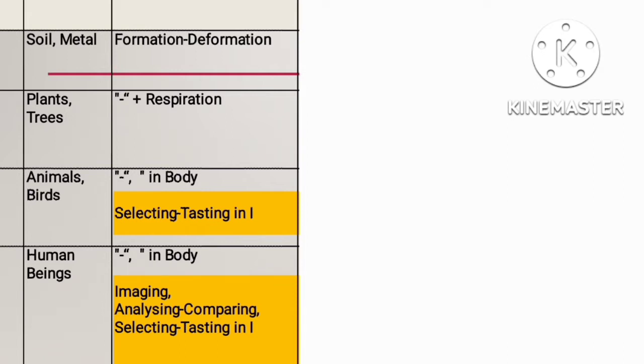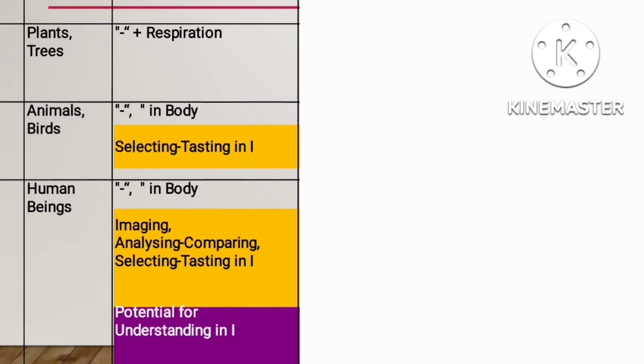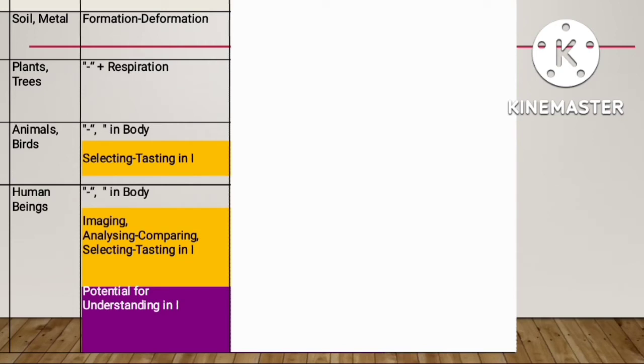Now coming to human beings. In human beings also there is formation and deformation, that is change of the body. There is also respiration. Human beings breathe out and breathe in. More than that, as we know, human beings and animals have self. So there is activity related to self: imaging, analyzing, comparing, selecting and tasting, of course, like animals. And they have more than that, potential for understanding. I mean understanding the self, to bring harmony in self. These are the activities done by different units in nature.